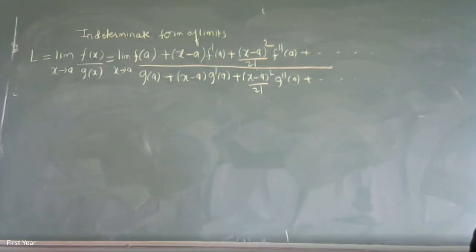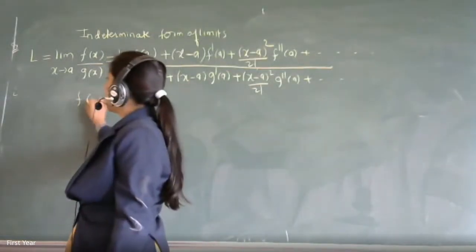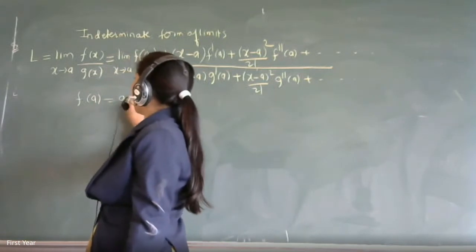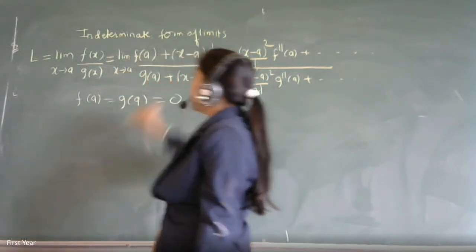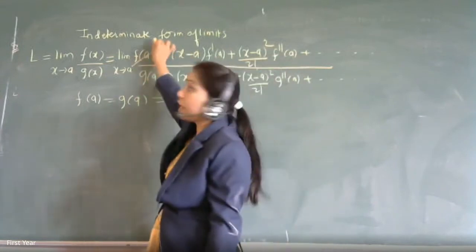Yes or no? I'm proving how it is becoming f dash upon g dash. That's what I'm proving. So f of A and g of A are 0 here. So f of A is equal to g of A is equal to 0. Therefore, this term will go away and this term also will become 0.